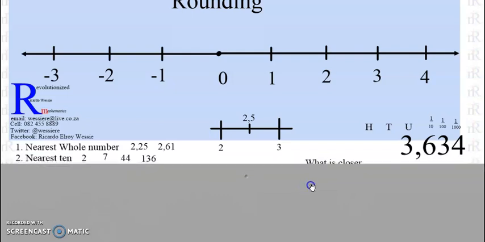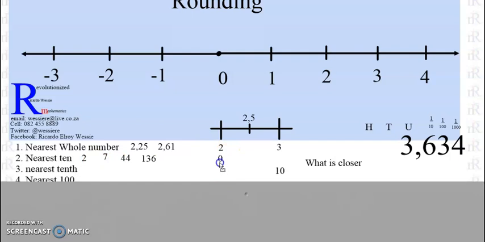When I look at the next one, I must round it to the nearest 10. So the number is 2. So if I round to the nearest 10, I'm working with 0 and 10. So the halfway mark would be 5. 2 will be before 5. So the closest 10 will be 0. 7, 5, 6, 7. It will be closer to 10.